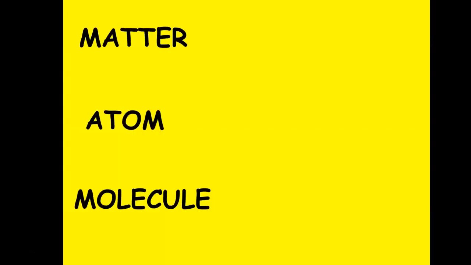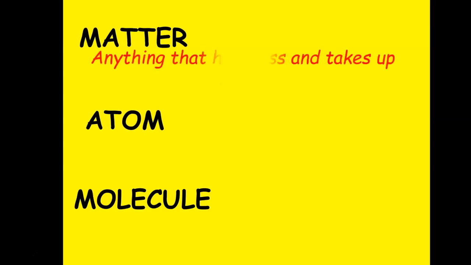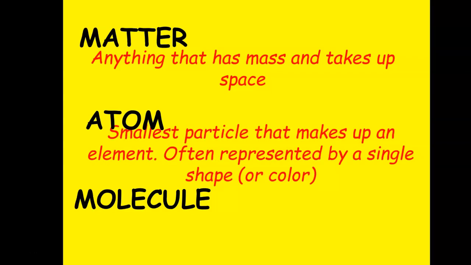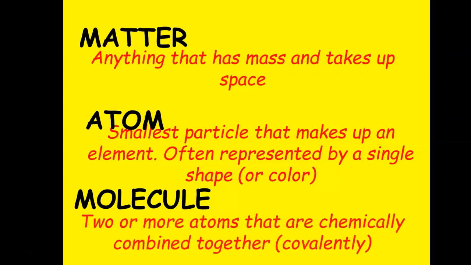So, next, we are going to define these three words: matter, which is what you are going to learn how to classify, which is anything that has mass and takes up space. An atom is the smallest particle that makes up an element that is often represented by a single shape or color. The molecule is two or more atoms that are chemically combined together covalently.